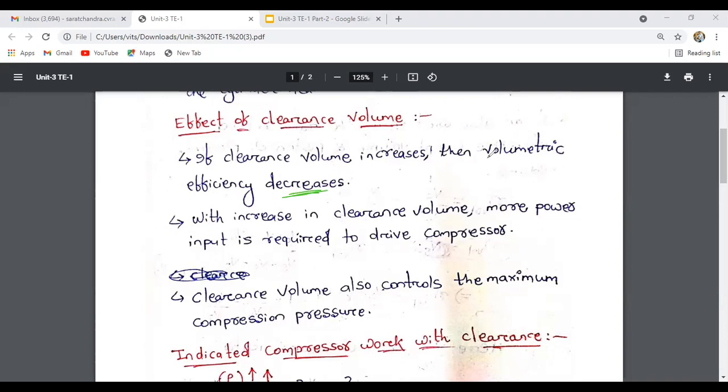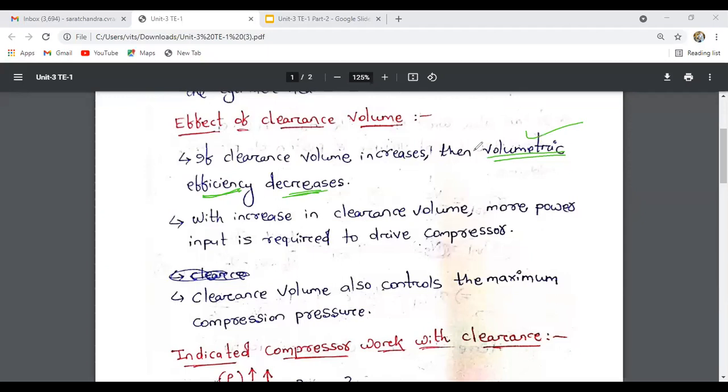What do you mean by this volumetric efficiency? Now, in the next slide, we are going to discuss. We have a small derivation regarding this volumetric efficiency, and after that, one problem also we are going to discuss related to it. But the thing is, if we are increasing the clearance volume, then the volumetric efficiency will decrease.